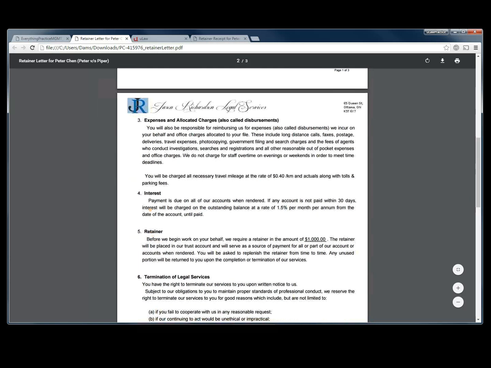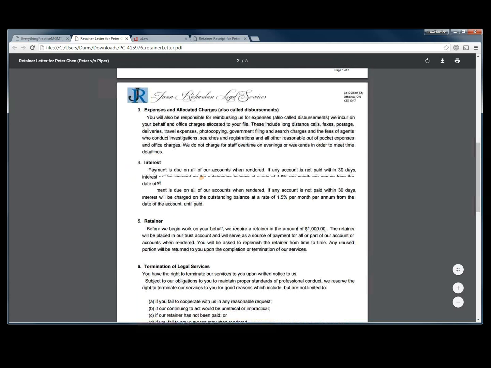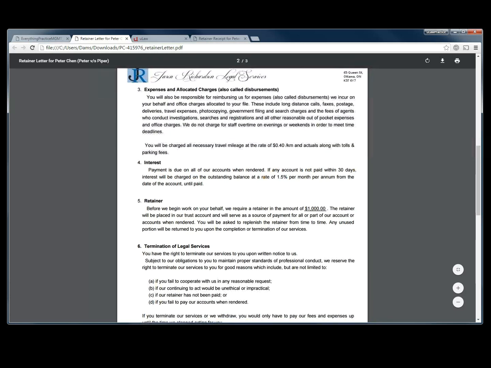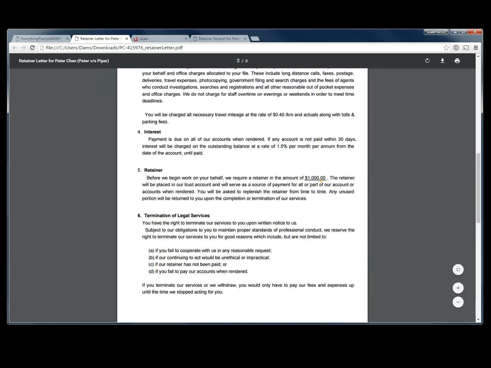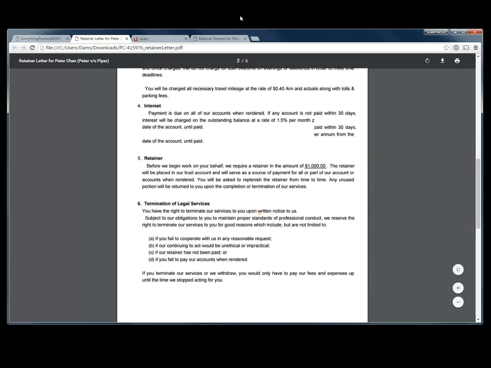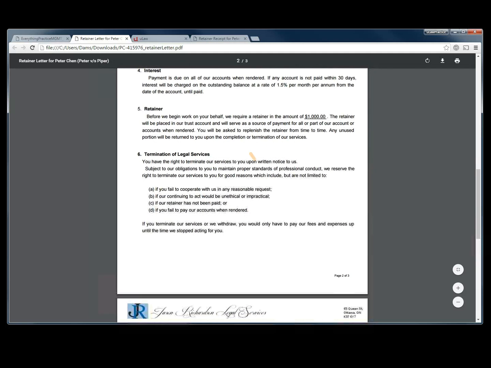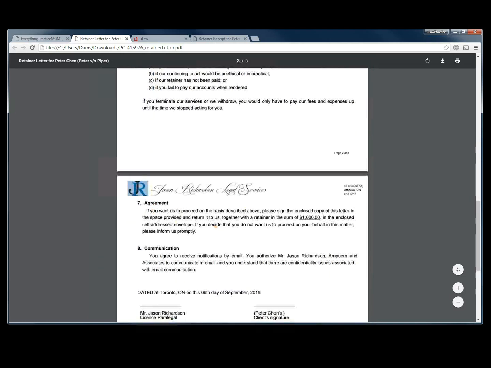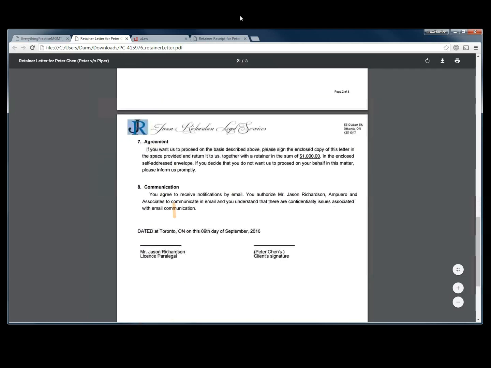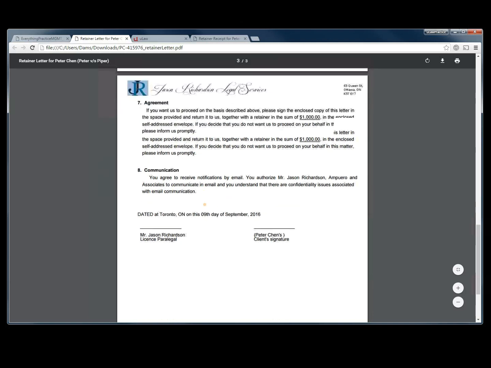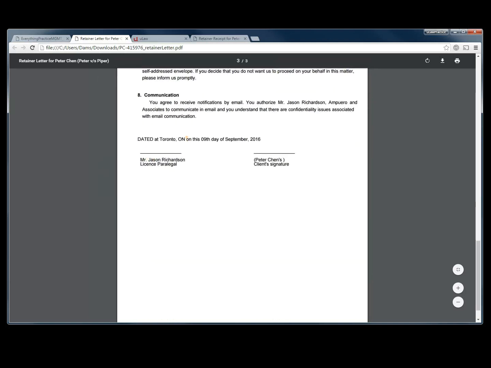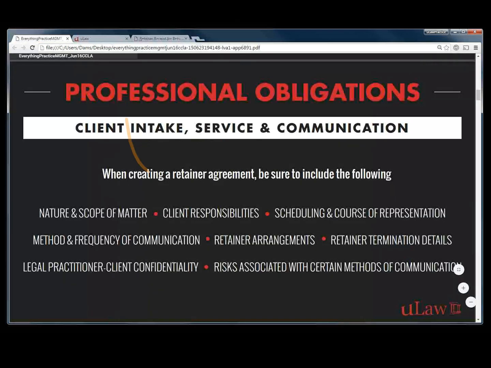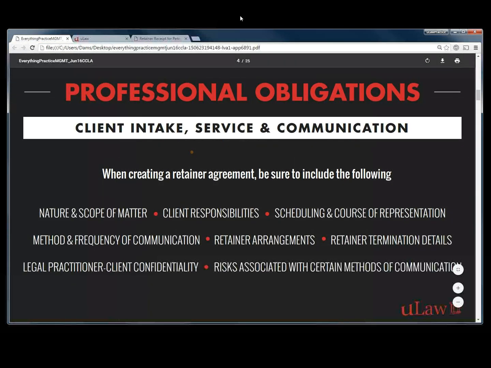If there's a payment issue, you want to clearly state the interest that you'll be charging. If there's a retainer that you just accepted, you want to mention that. Very important that you mention the termination of legal services, the agreement, and the communication, and the risk associated with email communication. You want to state all that stuff. Make sure that not only you sign, the client also signs. It's very important that that level of clarity is there in the retainer.